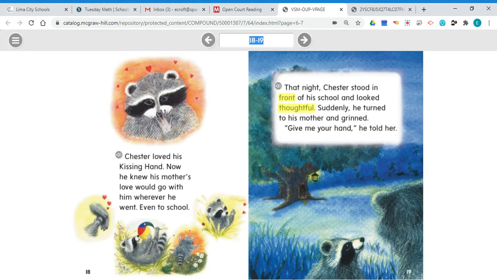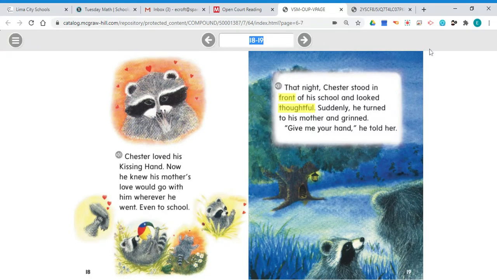Chester loved his kissing hand. Now he knew his mother's love would go with him wherever he went, even to school. That night, Chester stood in front of his school and looked thoughtful. Suddenly, he turned to his mother and grinned. Give me your hand, he told her.